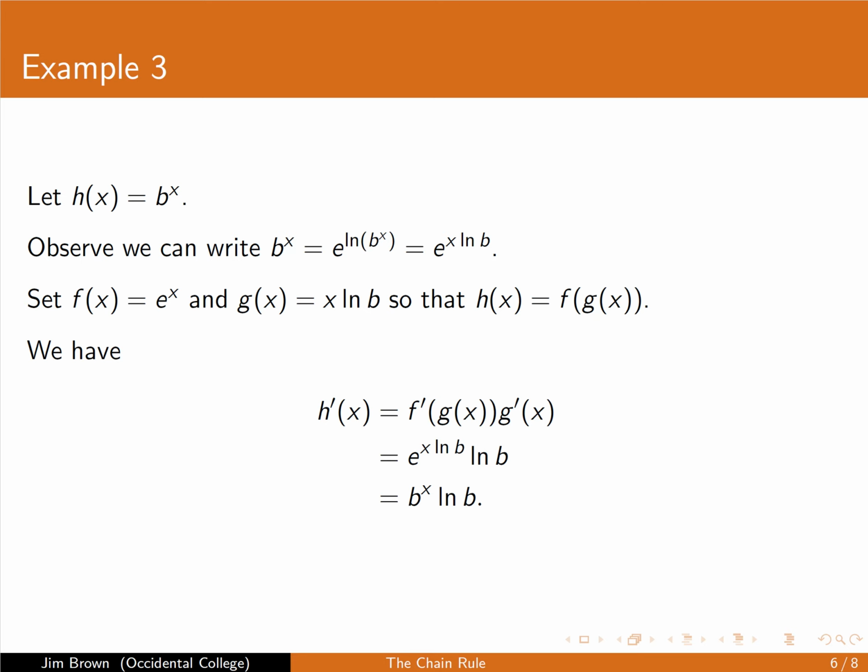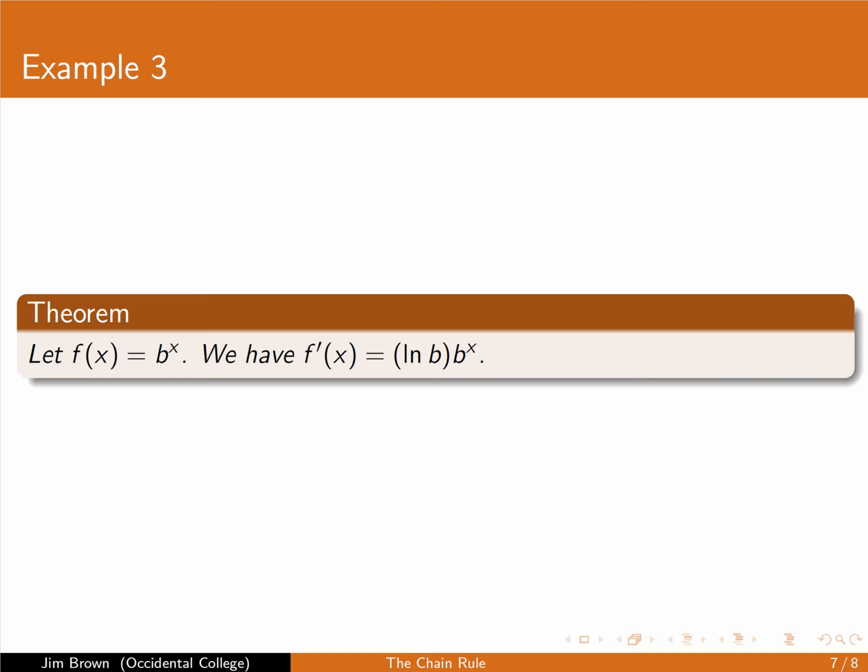Now we do use here that the derivative of e to the x is e to the x. So we have to get that another way, but overall for the exponential, everything else follows from this. So let's just record this as another derivative that we know now, that the derivative of the exponential is natural log of b times b to the x.